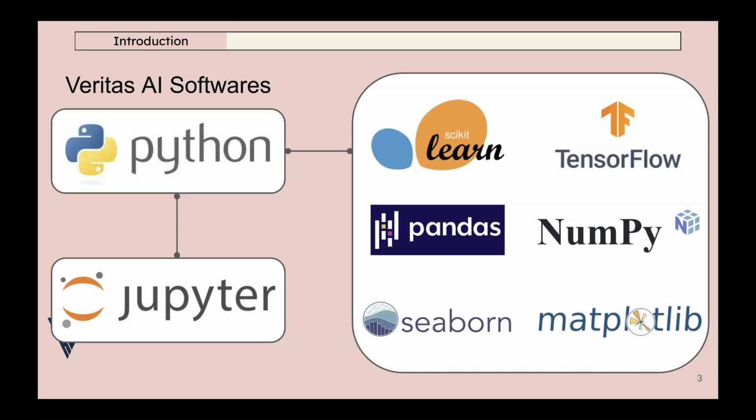The Veritas AI software includes Python. In addition, we use Jupyter Notebooks to write our code, and we rely on very important packages such as scikit-learn and TensorFlow in order to build our machine learning models. We also use pandas and NumPy to manipulate our data, and we use Seaborn and Matplotlib in order to visualize our results.